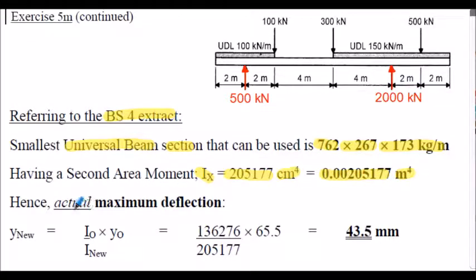We can now work out the actual maximum deflection using this beam by simply factoring the original deflection by the ratio of the second area moments.